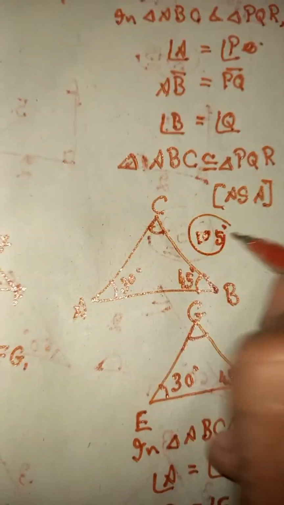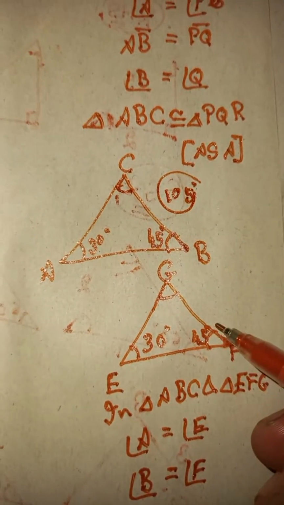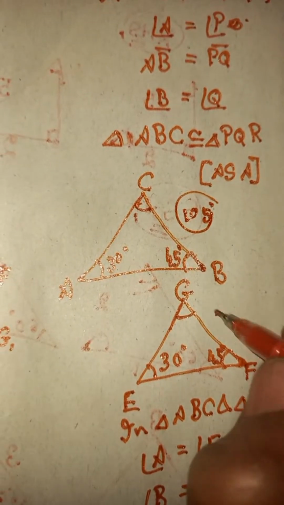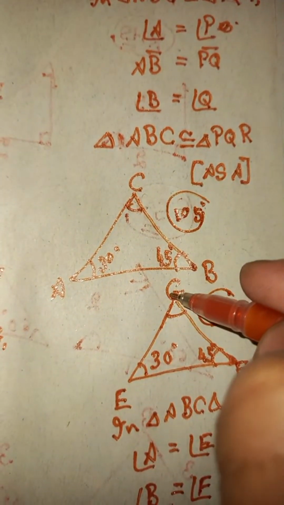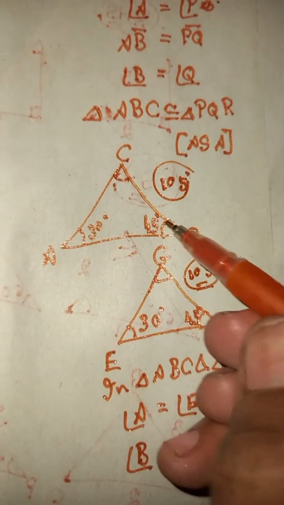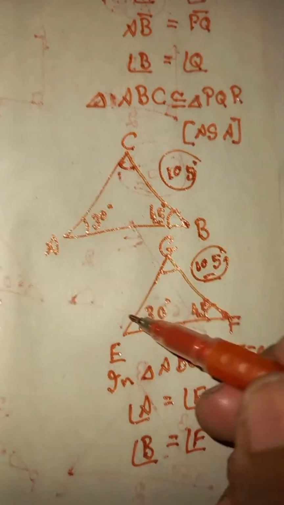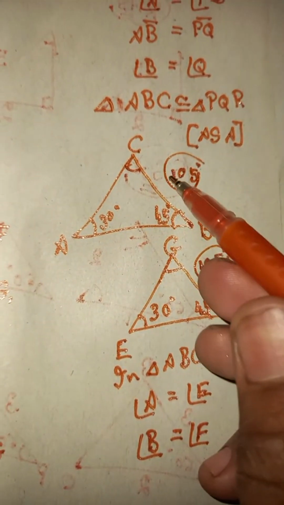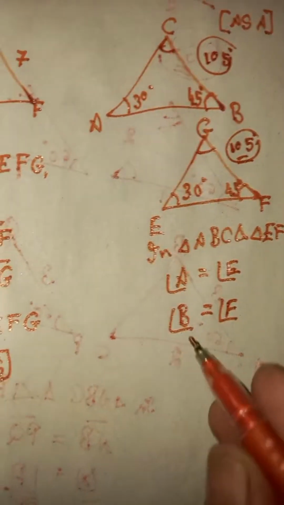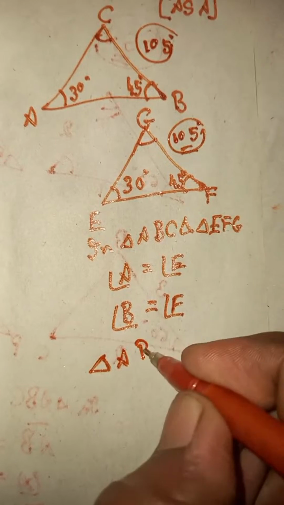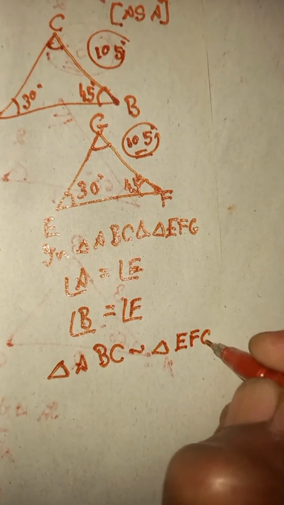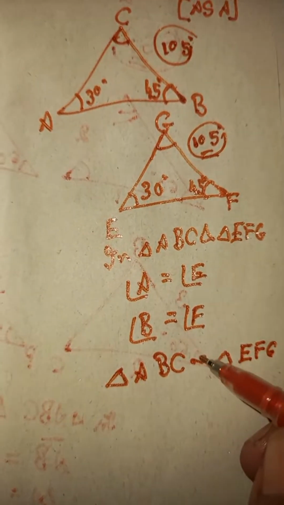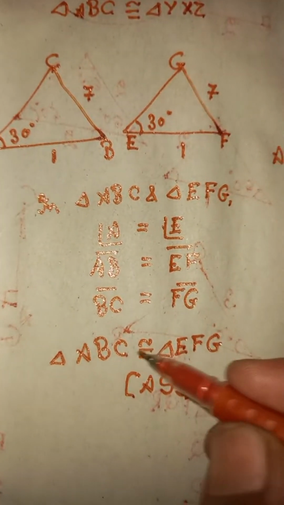Even in this triangle, the sum is going to be 75, and 180 minus 75 is 105 degrees. So this third angle is obviously going to be equal. If two angles are equal to these two angles, those two triangles are going to have the same shape, so they are similar. Here you can write triangle ABC similar to triangle EFG. The similar symbol is just this one you must write. For congruent you must write equal, and then the curvy line.